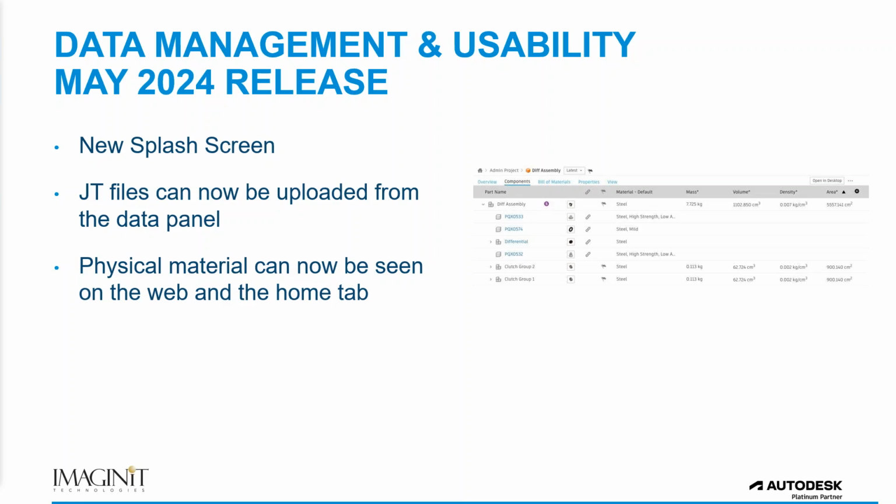And then lastly, physical materials can now be seen both on the web and in the Home tab for milestone release designs. So that's what we see on the right here. This is looking at the web view or the home view. We can see that on that components list there. Now we can see the material, the mass, the volume, the density, area, and so on and so forth.